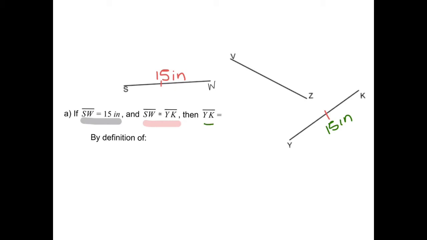So then what does YK equal? Well, by the definition of congruency, YK also equals 15 inches.